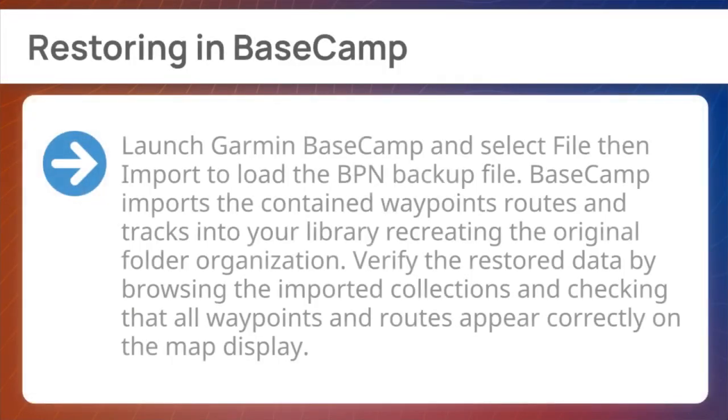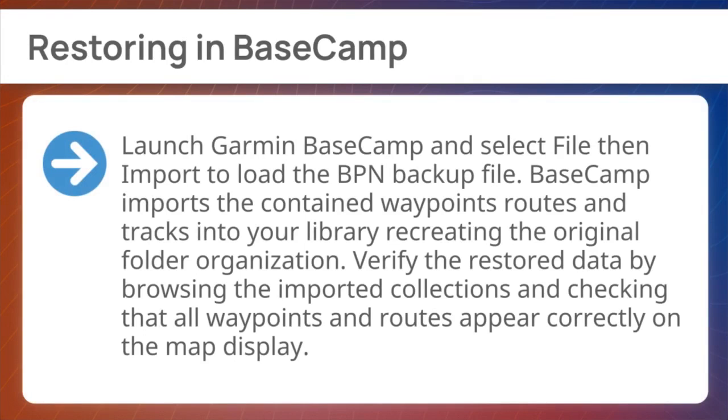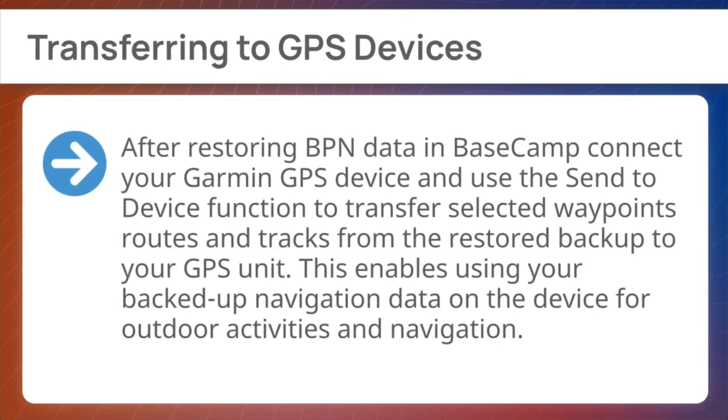First, restoring in BaseCamp. Launch Garmin BaseCamp and select File, then Import to load the BPN backup file. BaseCamp imports the contained waypoints, routes, and tracks into your library, recreating the original folder organization. Verify the restored data by browsing the imported collections and checking that all waypoints and routes appear correctly on the map display.